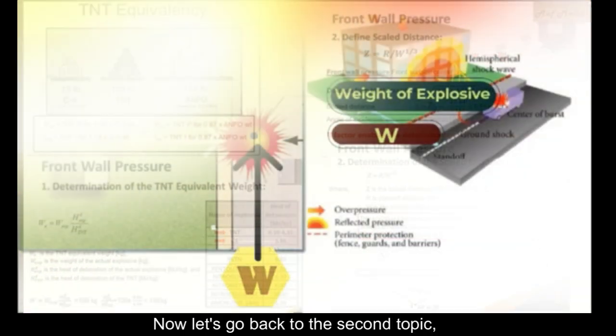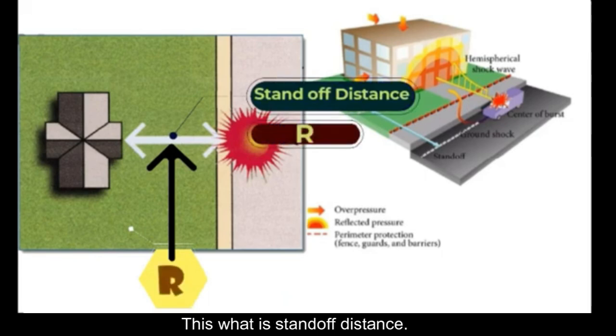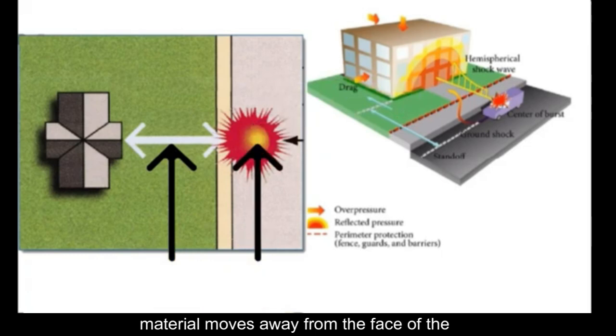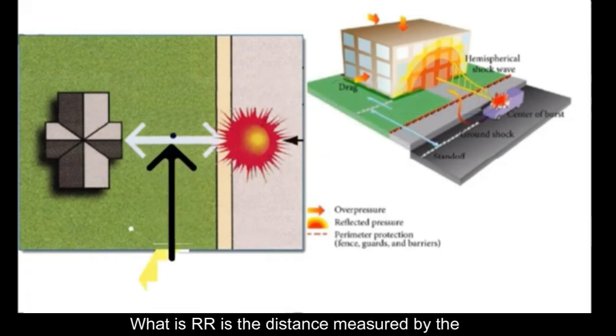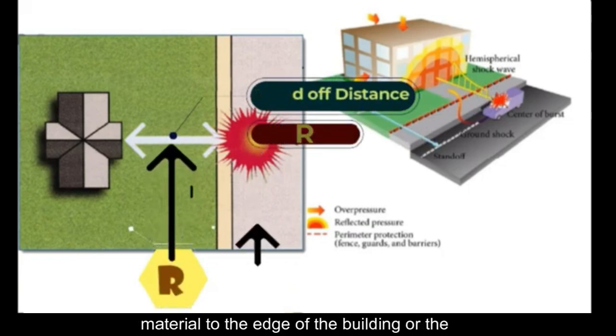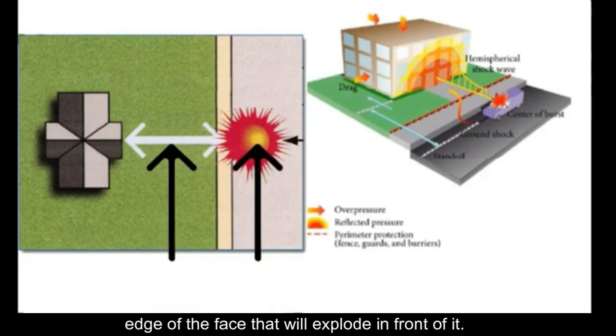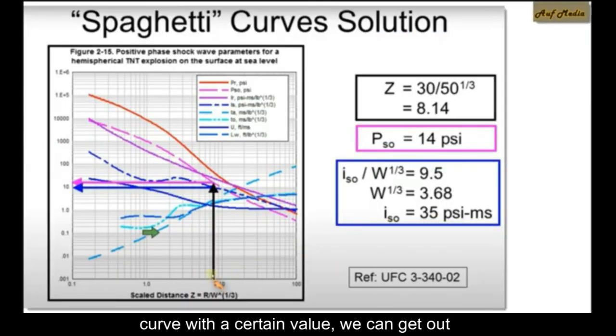Now let's go back to the second topic, which is the second parameter. The second parameter is the standoff distance. What is standoff distance? It is the distance that the detonating material is away from the face of the building. It is away a distance called R. What is R? R is the distance measured in meters from the center of the detonating material to the edge of the building, or the edge of the face that will be hit by the explosion in front of it. It is called standoff distance. In order to work with all this, we will use curves with a certain value. We can enter these curves and get the value from them. All these are the parameters that I need.